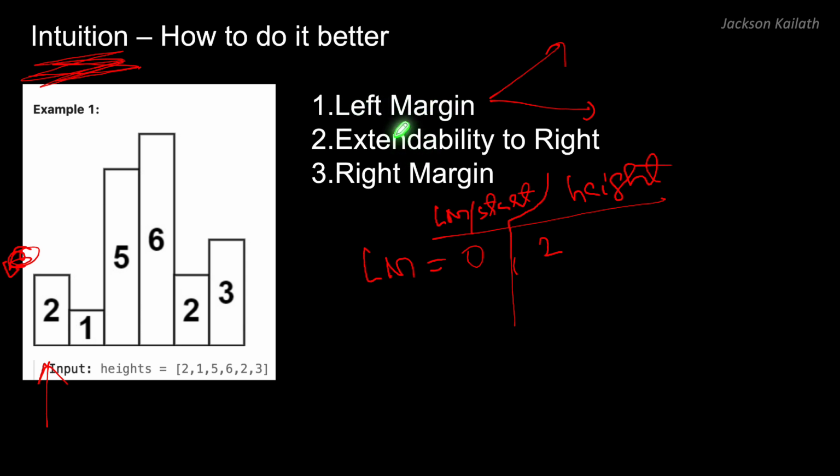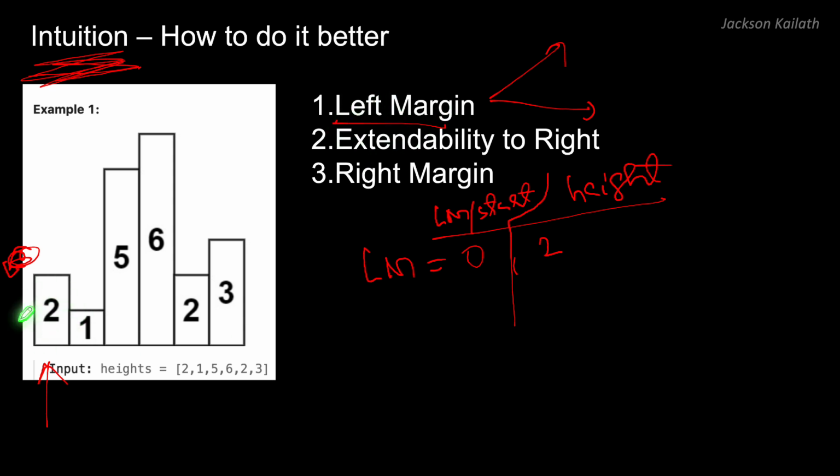Because we want to find the maximum area of the rectangle where a certain bar is completely utilized. That would be the height of the bar into the width, and to find the width, we need the left margin and the right margin. Okay, so that's the higher picture. But over here, we are just trying to go deeper into left margin.